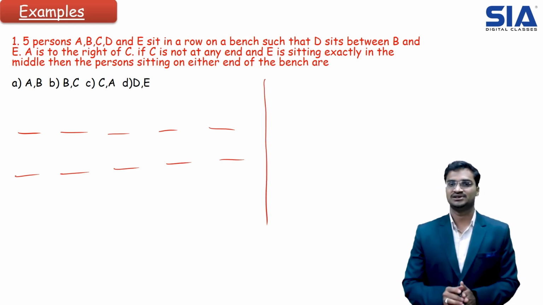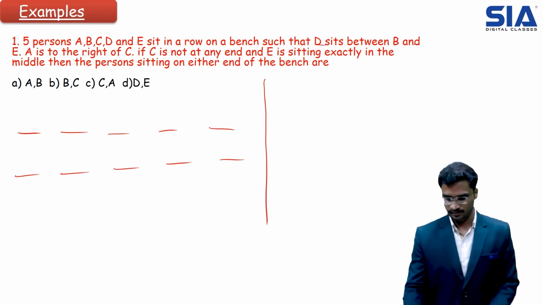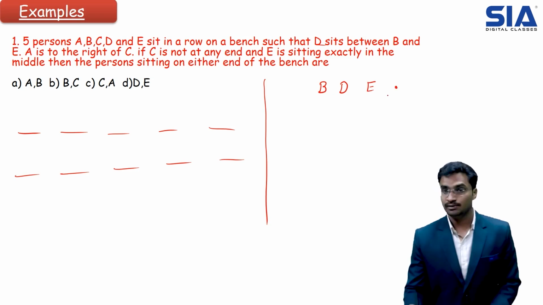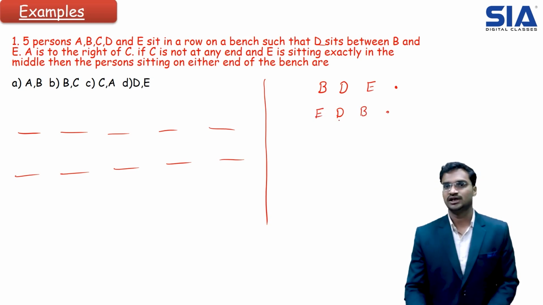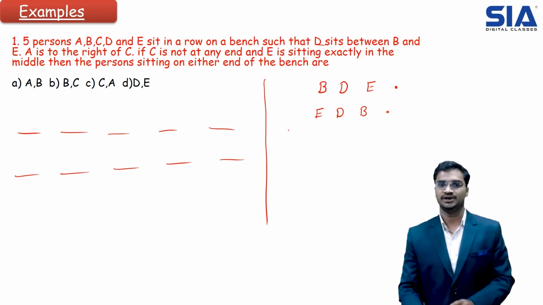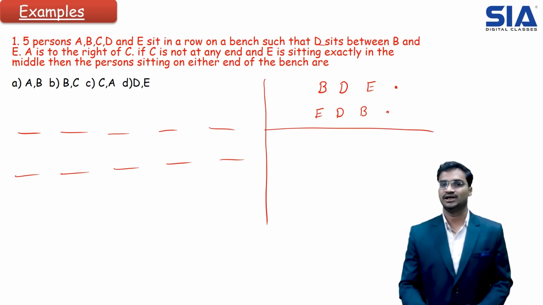The first statement says D sits between B and E. So the person D is sitting between B and E. This can be a possibility, and this can also be possible because in the second condition D is sitting between E and B. So the first statement can be written like this.